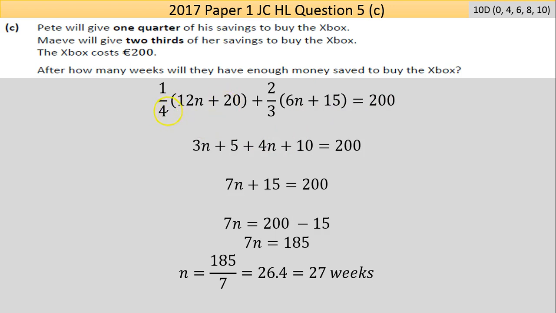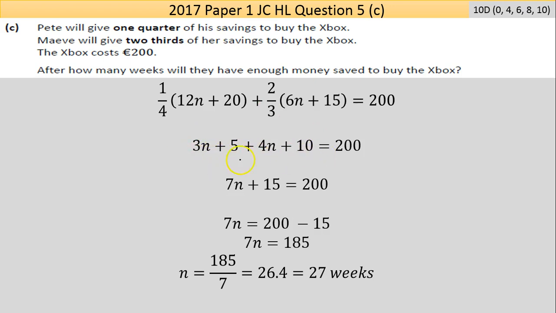We'll multiply across, or divide across by 4. 4 into 12 goes 3 times. 4 into 20 goes 5 times. A little trickier here, you're multiplying by 2/3, but if you just do 2 times 6 is 12, divided by 3 is 4. So we get the 4n. And then 2 times 15 is 30, divided by 3 is 10. Okay, so now I have it looking much simpler.